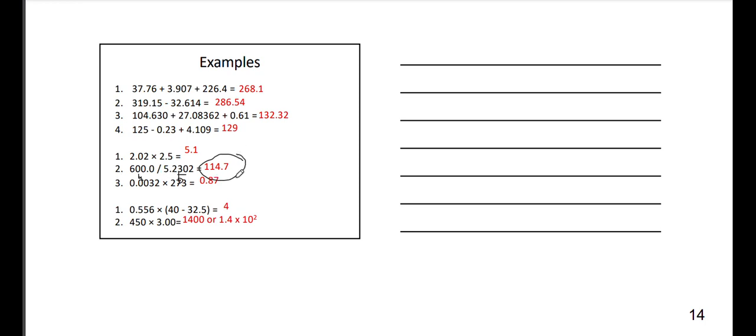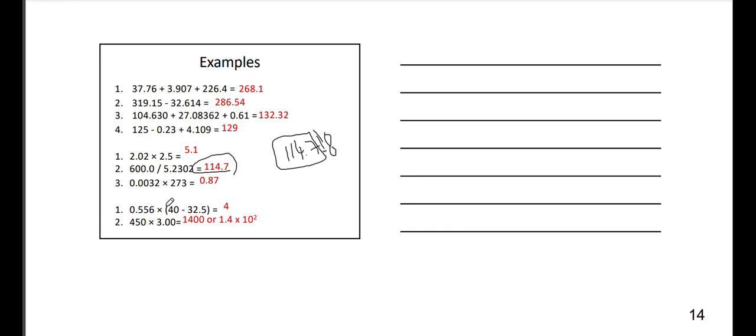Now let's do this number in the calculator. The number I'll be getting is 114.718. And I can only report 4 significant figures, so it's going to be 114.7. I'm not going to round the 7 because 1 is less than 5.